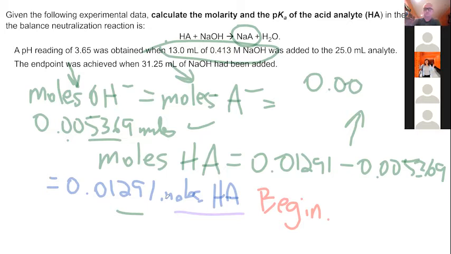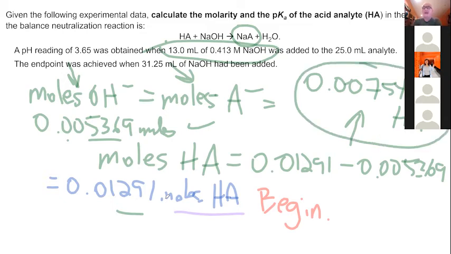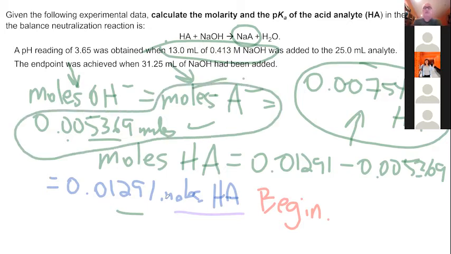Seven, five, four, one. 7541, that's right. 7541 moles of HA. Now we pretty much have everything we need because I now know how many moles of weak acid I have at that point. I know how many moles of conjugate base I have at that point. I know what the pH is at that point. Now I have everything I need to figure out what the pKa is.